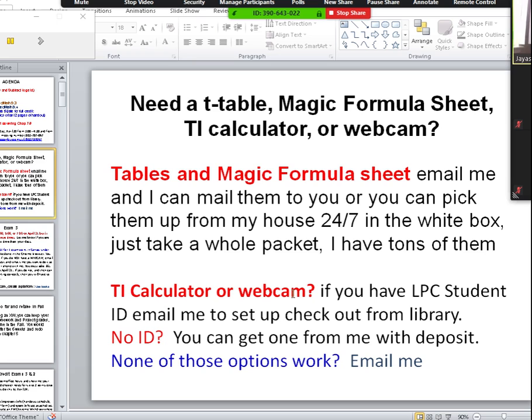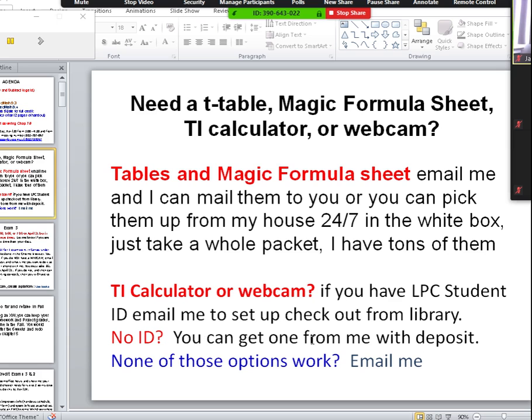If you need a TI calculator or a webcam or a laptop, then all you need is your LTC student ID, and email me what you need, and I can try to get it for you, because we have a bunch of resources for students, and you can probably check it out from the library on campus. We just have to set up a time for you to pick it up and confirm that it's available.